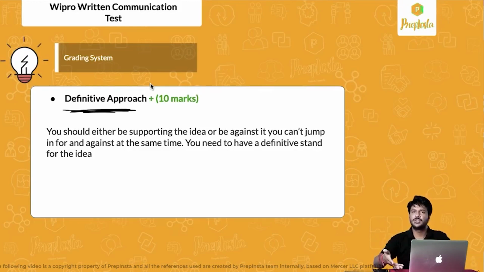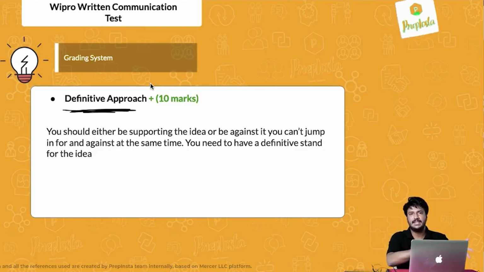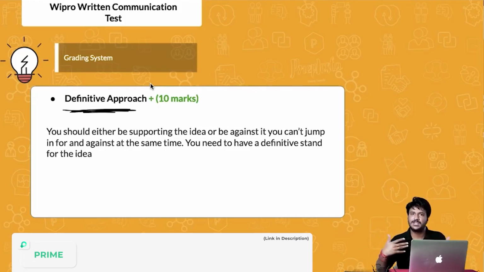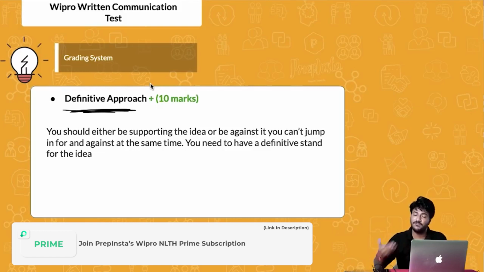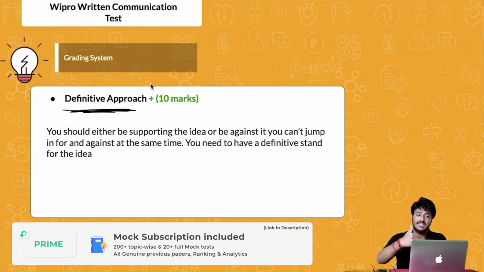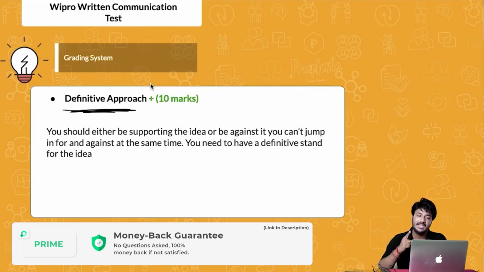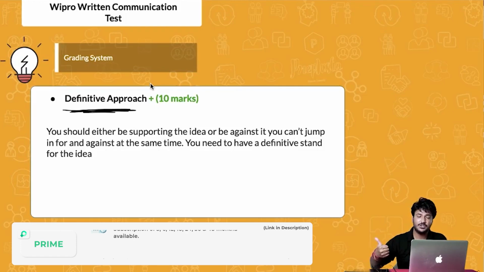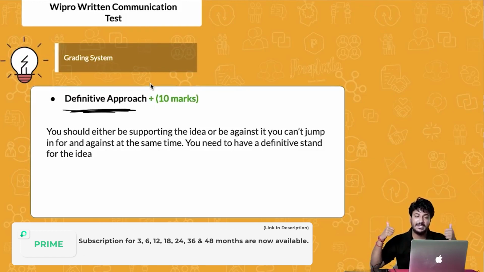For example, social media: is it good or bad, right? You cannot say, okay, social media is good in these characteristics, it connects people and all of that, but it is bad because people abuse and bully on social media. You cannot do that. Though if you speak to someone, yes, you can speak about pros and cons, but the grading system that is there gives you 10 marks only if you're following the definitive approach. So you don't jump between being against the topic and being for the topic. You have to take a definitive stand.